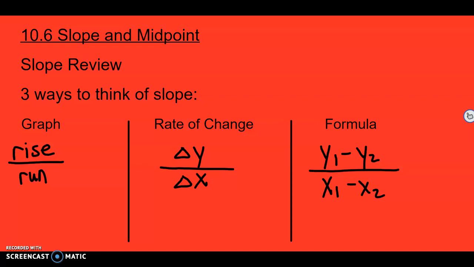Our second to last one is going to be on 10.6, which is slope and midpoint. So we're going to review slope, and then we're going to talk about finding the midpoint of a segment. This connects back to what we did last class, where we talked about finding the length of a segment in the coordinate plane. We're going to continue to talk about things in the coordinate plane.